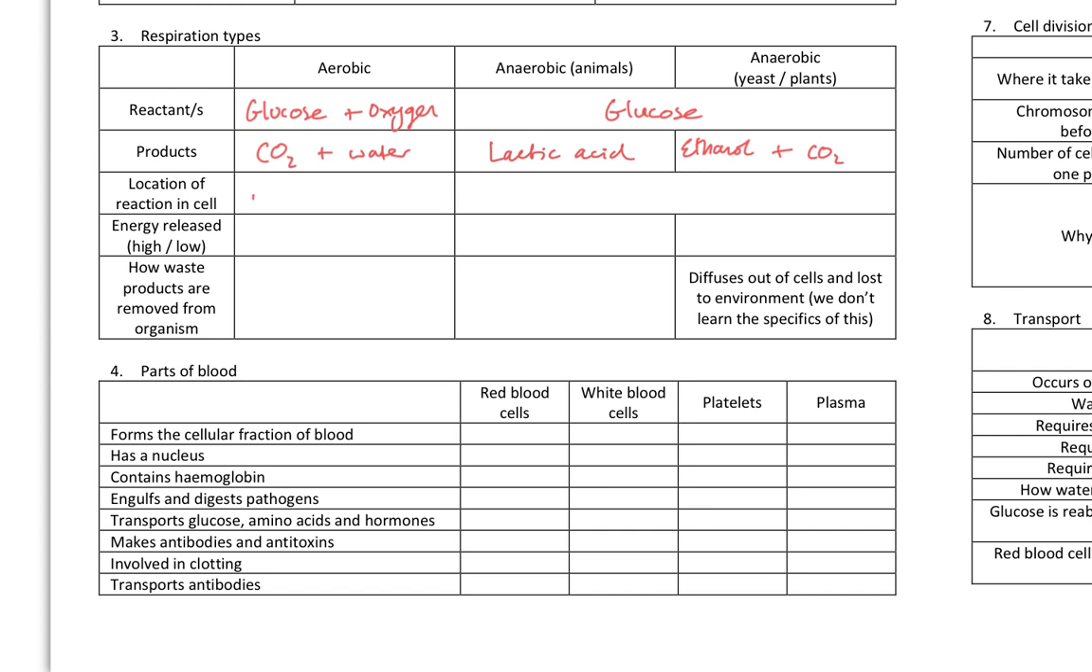Location in cell, so that's our mitochondria, as it was above, whereas here, it's in the cytoplasm. Energy release high or low, it's high, because the glucose is fully oxidized. However, there's energy in lactic acid and ethanol.